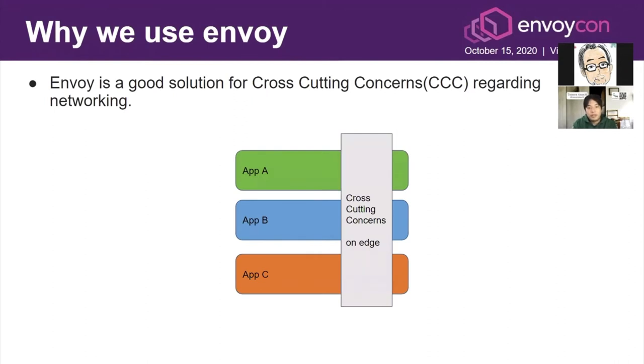Envoy is a good solution for cross-cutting concerns regarding networking. We want to run various applications on edge devices. We don't know the role of all of them. However, we know they need to upload data to the cloud and external servers. So what are our network concerns? Let's introduce our concerns on the edge.